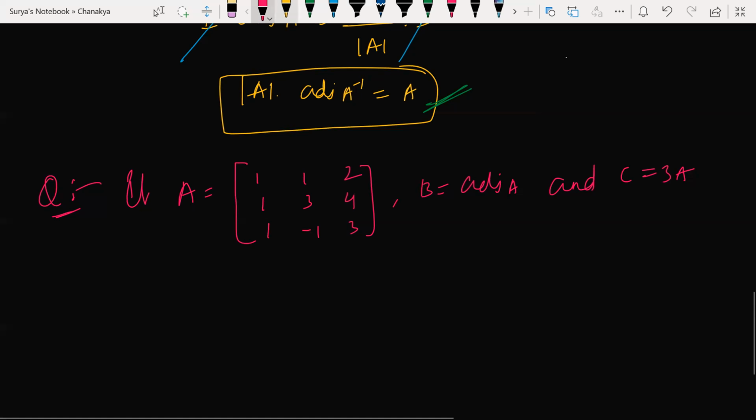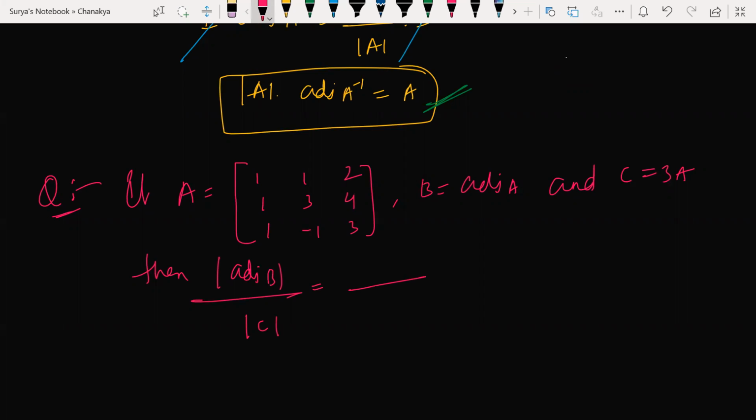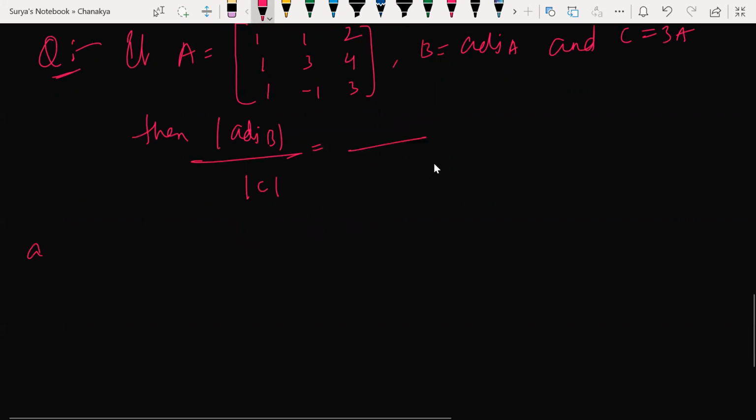Please do that. Okay, now this question, let me continue. C is equal to 3A, then adjoint of B divided by determinant of C is dash. Option A 8, option B 16, option C 72, option D 12.